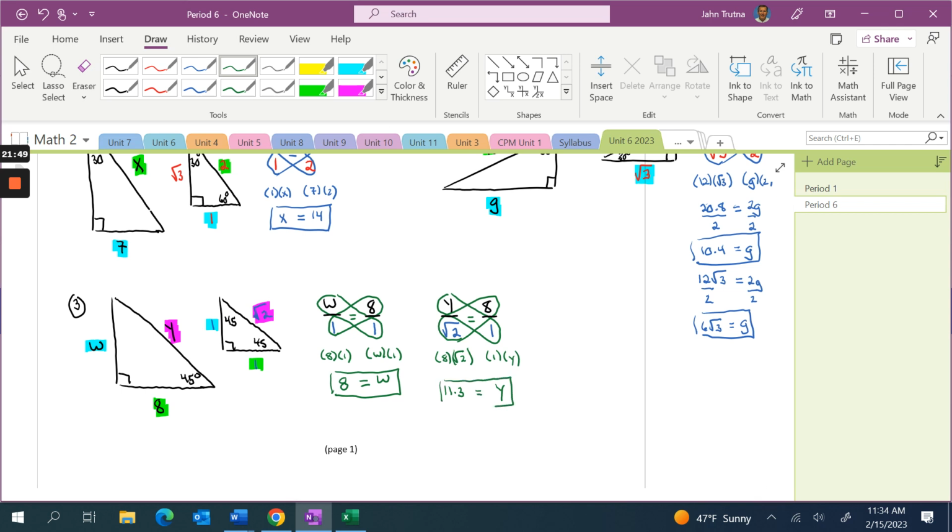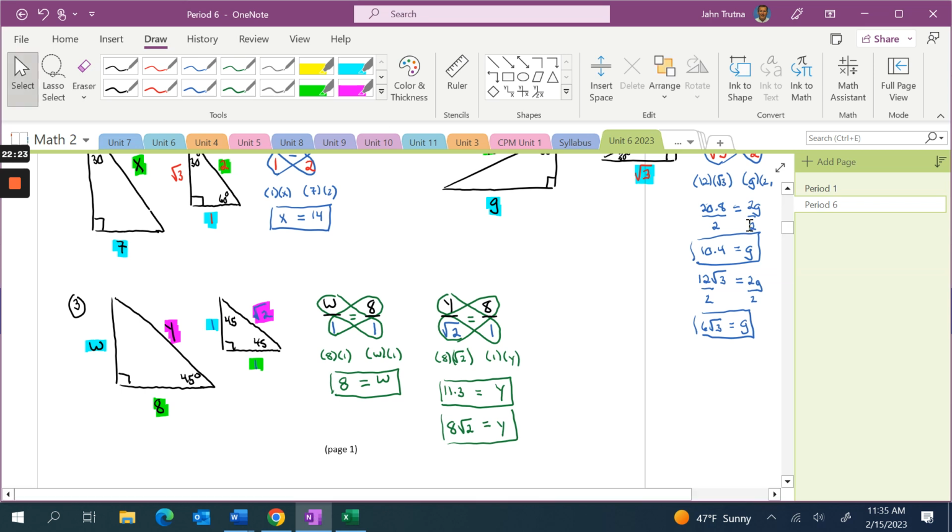Now once again, I would accept this as an answer: if you just said, Mr. Trutna, the answer is 8 with the square root of 2, just like that, pushing those two things together as your answer for y, I would accept that. So when you're multiplying these out and you have square roots, if you want to multiply them out and give your answer as a decimal, I'm good. Or if you want to just not multiply it out and just write it out, then I will accept that as well.